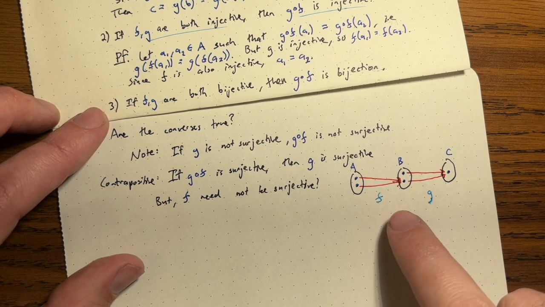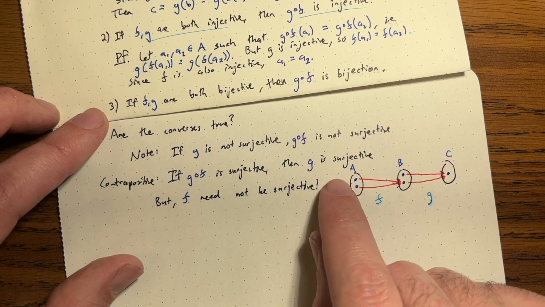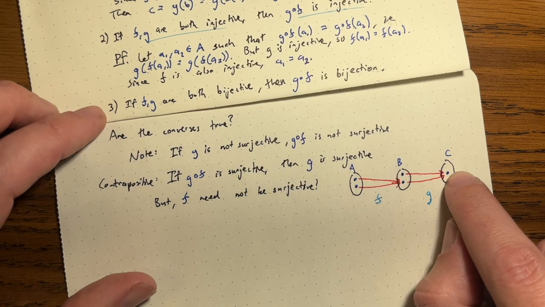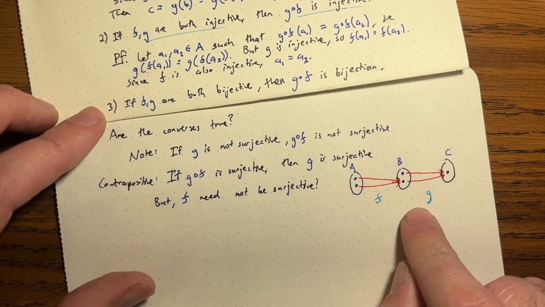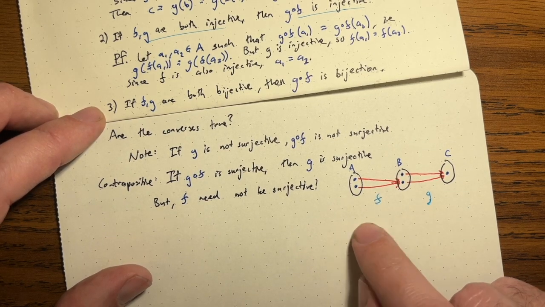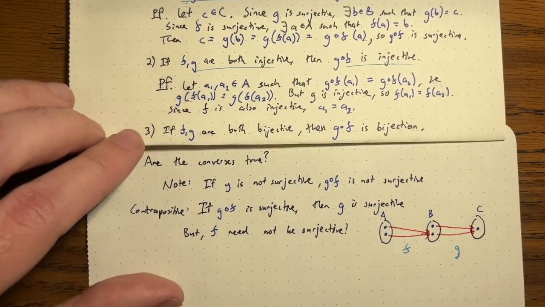But notice, f is doing f then g. Is that surjective? Well, yes, right? Because I hit everything in C. There's only one thing in C. But notice that f is not surjective here. G is, but f is not, yet their composition is still surjective. So we don't get a full converse of this statement.